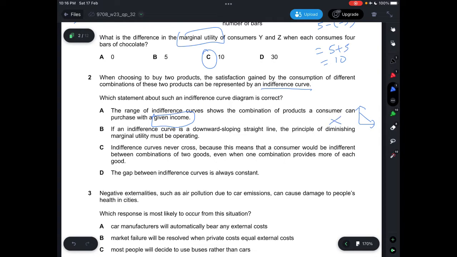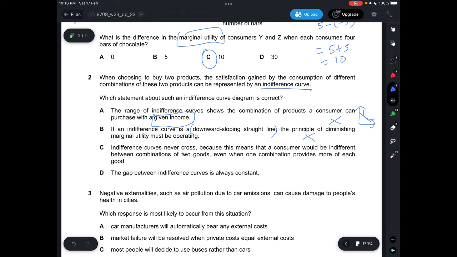For B, it says if an indifference curve is a downward sloping straight line, the principle of diminishing marginal utility must be operating. Now, an indifference curve is not a downward sloping straight line, it's actually a curve like this. So first of all, that is already incorrect. And second, it says the principle of diminishing marginal utility must be operating, to say that the principle of diminishing marginal utility is operating is also incorrect in this case.